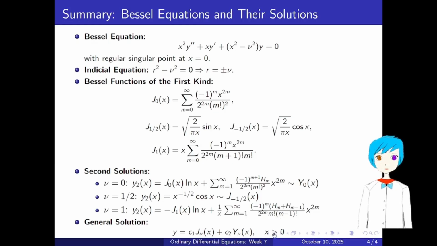If x is smaller than 0, we can do a variable transformation. We can let xi be minus x and then solve for y in terms of xi.